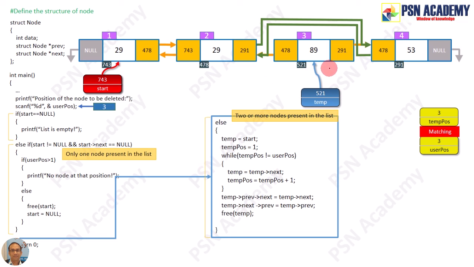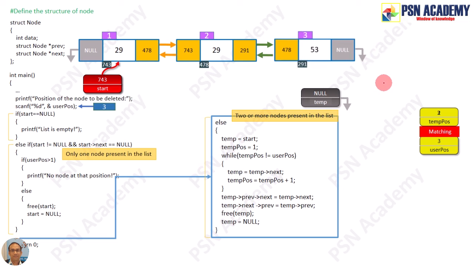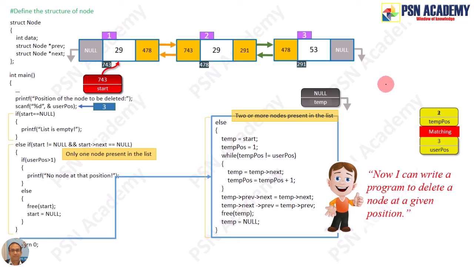Now you deallocate the memory at 521 with the help of the free function. So it goes like this. And of course you set temp to null to avoid a dangling pointer. So this 4 will be replaced with 3 because now this is the third node. Let's clean up a little bit and it will be finally looking like this.